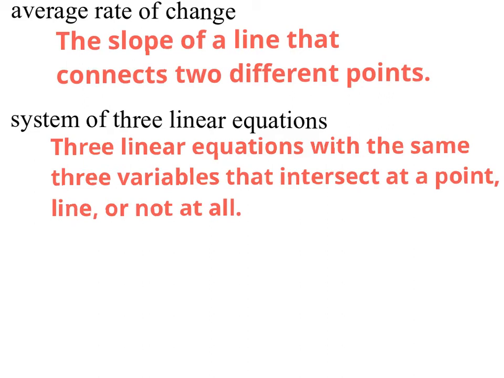Copy these definitions of these terms so that you have them. These are old terms. Average rate of change is just the slope of a line that connects two different points, and the system of three linear equations. So you'll need those in order to proceed on to this section.